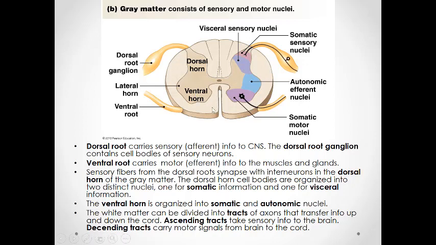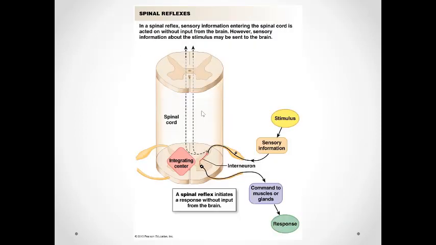The white matter can be divided into tracts or axons that transfer information up and down the spinal cord. Ascending tracts take sensory information to the brain. Descending tracts carry information from the brain to the body. So let's take a look at one example. The best example to think about is spinal reflexes.